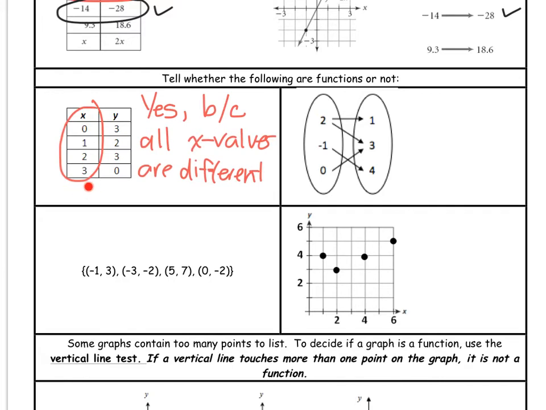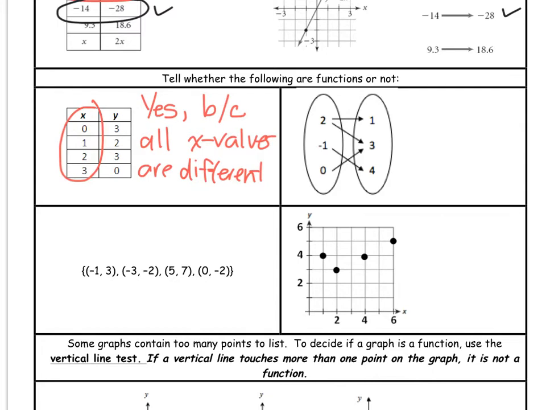So why do we need to know if this is a function or not? Because if it's a function, we can write a rule, just like we did up here. If it's not a function, we can't write a rule for it, which means we can't find more points for the function, which means we can't graph it.